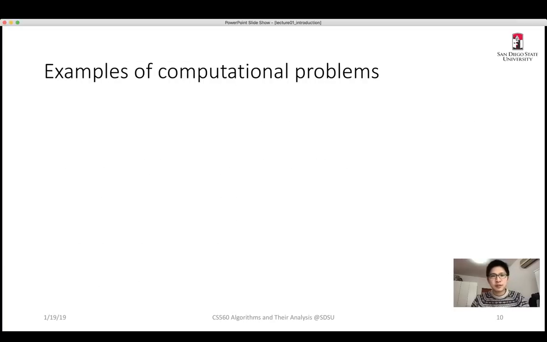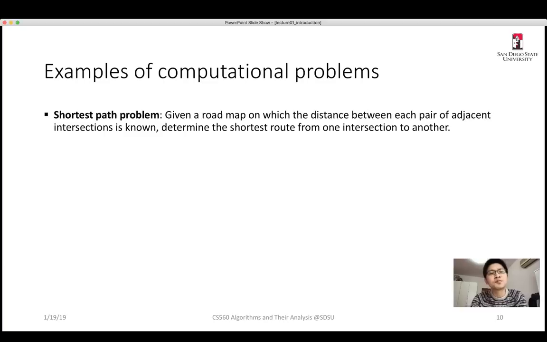So if we take a closer look at those problems, then we can have more detailed computational problems that are better defined in the language of computer science. Let's look at some of them. For example, the shortest path problem. It is like, given a roadmap on which the distances between all pairs of adjacent points, adjacent intersections, or adjacent vertices are known, the problem is to determine the shortest route from one intersection to another.